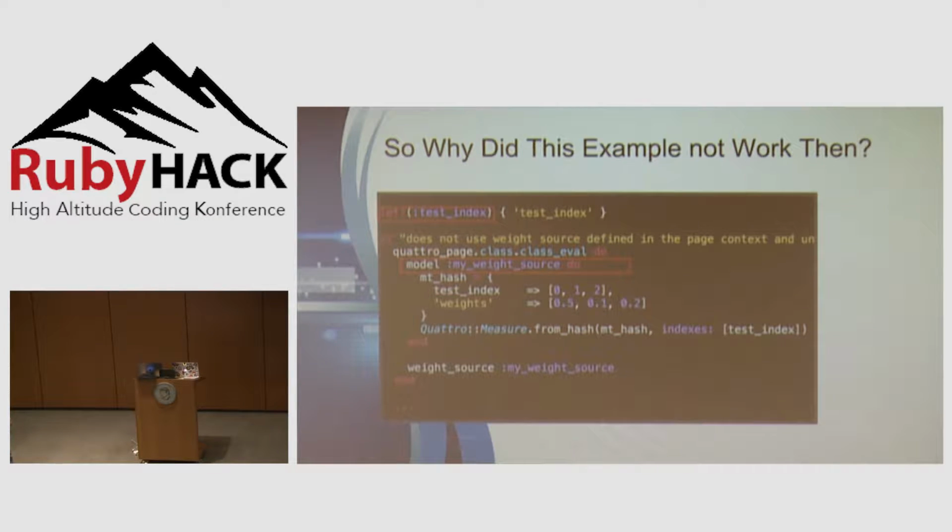And when we take a closer look at this bit of code over here, what's happened? We see that actually the first block is being created and passed to a method called class_eval.